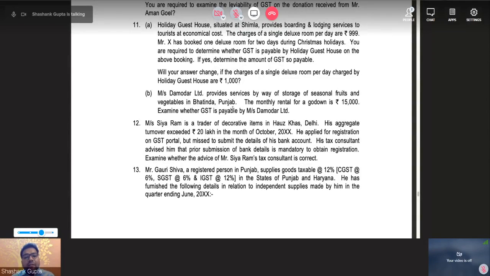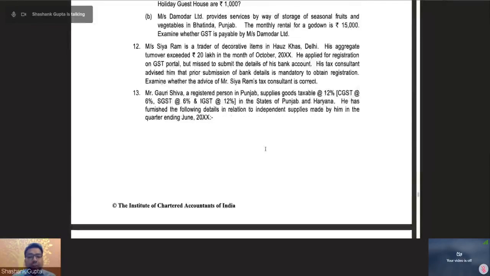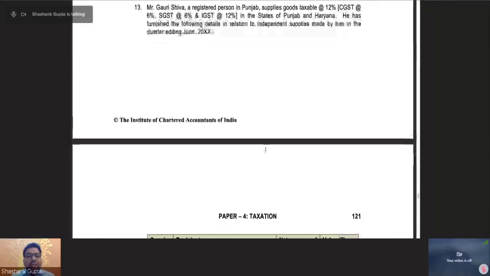Examine whether the advice of Mr. Siaram's tax consultant is correct. So here, friends, we have recently studied in the morning session only that a relaxation has been given, that even after registration, the bank details can be submitted within 45 days of registration or the date of filing of first return, whichever is earlier. So we need to mention that Siaram's tax consultant's advice is not correct, and now this relaxation is available.